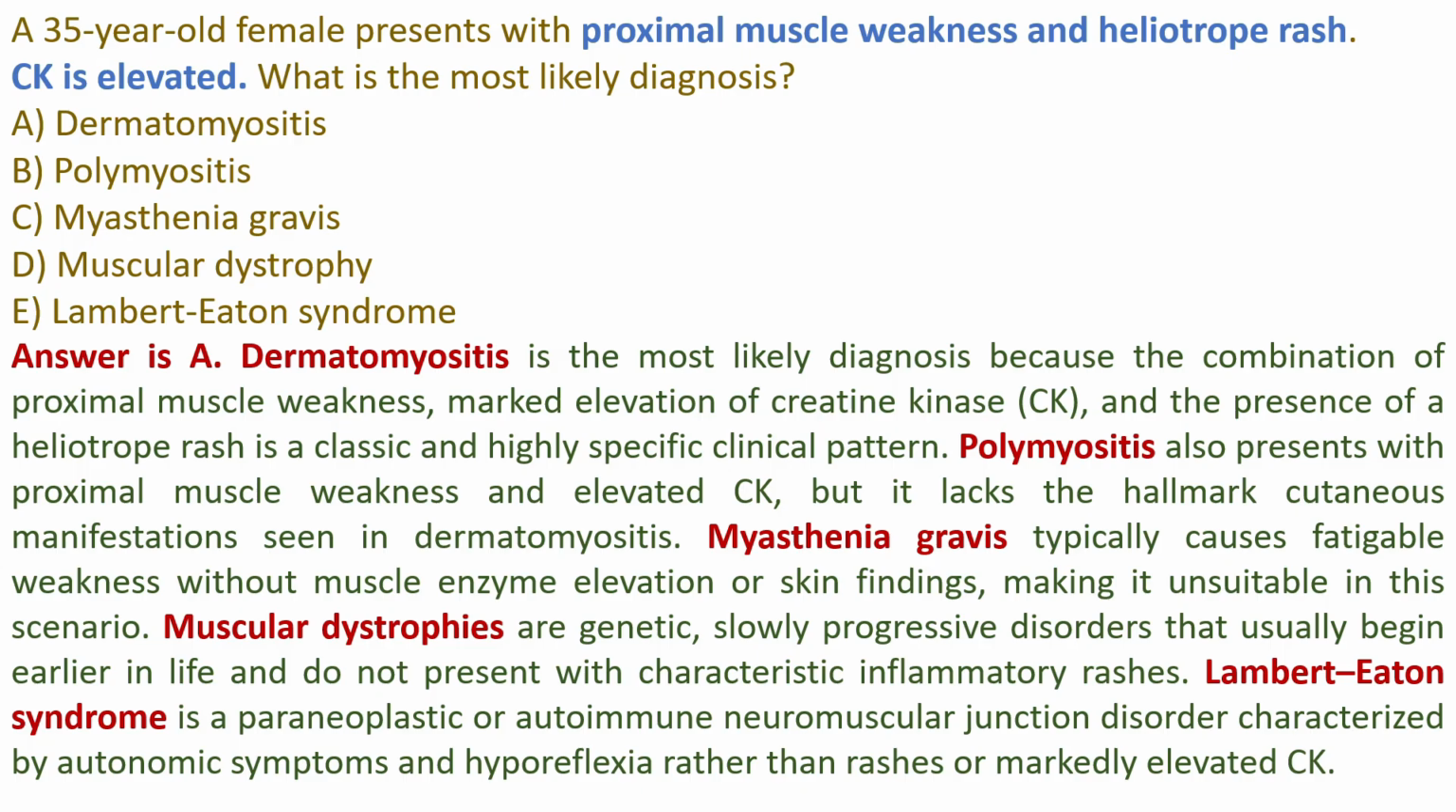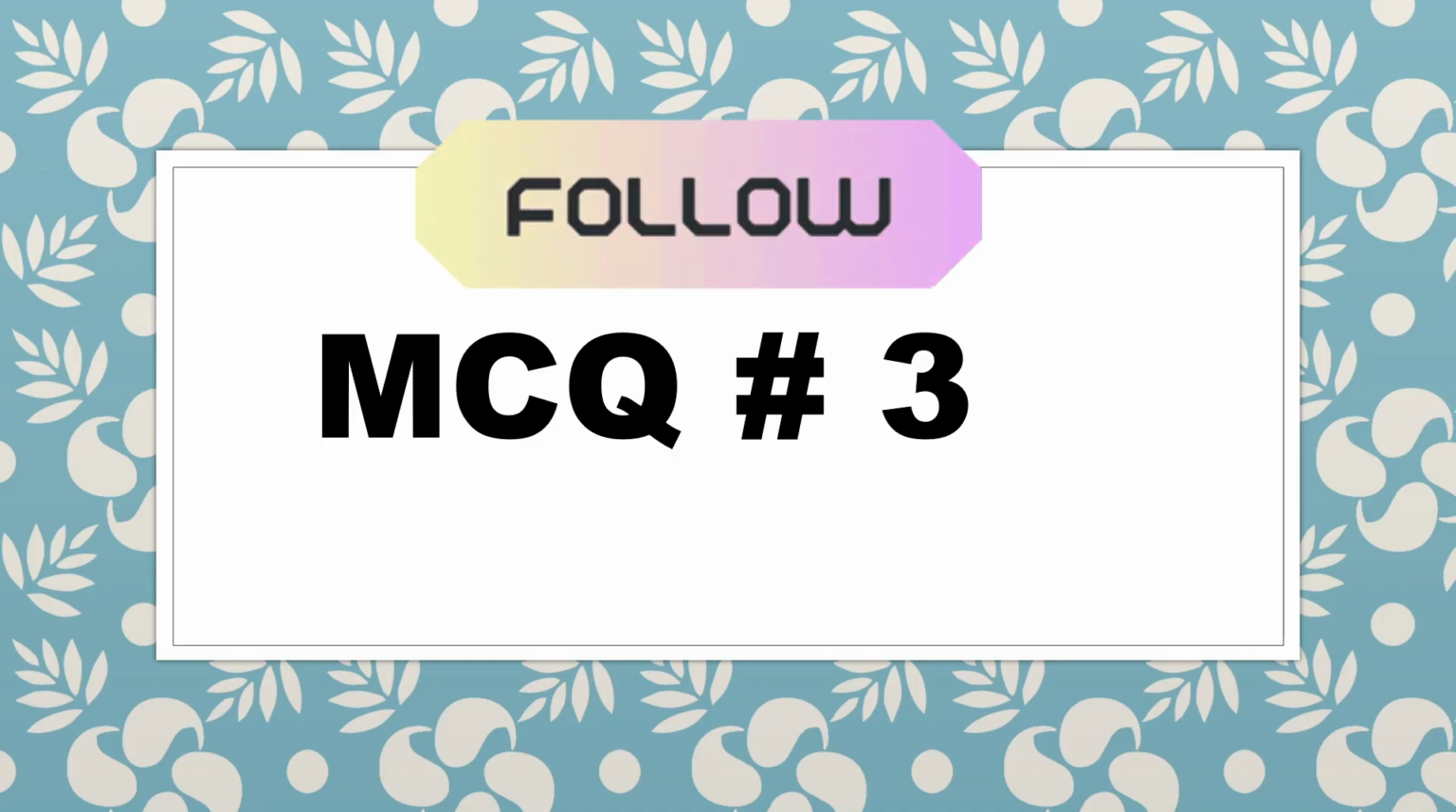Muscular dystrophies are genetic, slowly progressive disorders that usually begin earlier in life and do not present with characteristic inflammatory rashes. Lambert-Eaton syndrome is a paraneoplastic or autoimmune neuromuscular junction disorder characterized by autonomic symptoms and hyporeflexia rather than rashes or markedly elevated CK. Multiple choice question number 3.